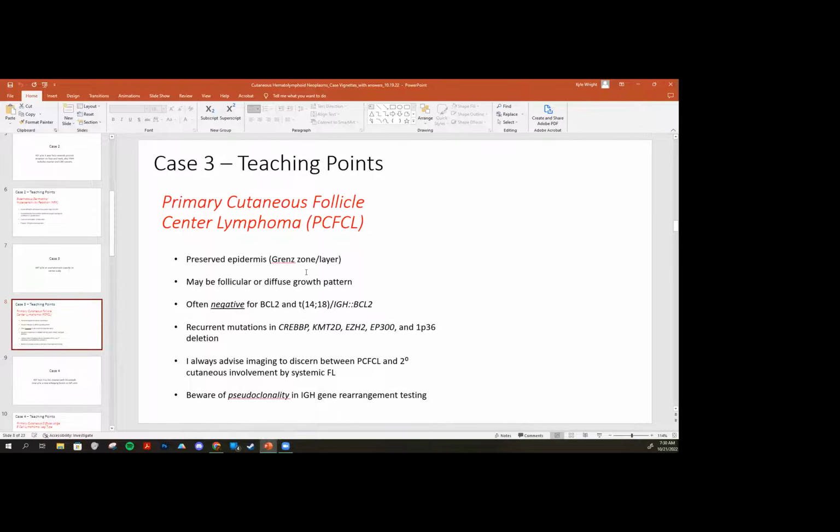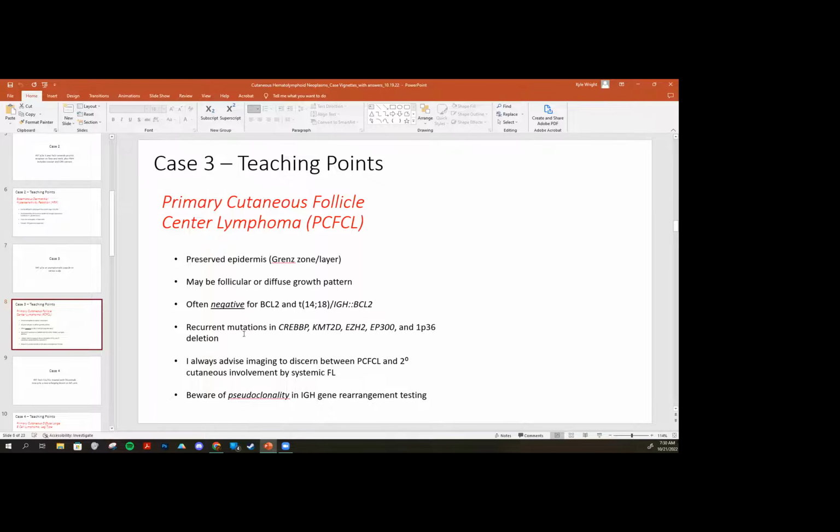As I mentioned, this has preserved epidermal features of its Grenz zone and Grenz layer. It may show a follicular or diffuse growth pattern. And unlike this case, which had BCL2 positivity and actually had a t(14;18) translocation, which juxtaposes the regulatory elements of the immunoglobulin heavy gene upstream of BCL2 to provide an anti-apoptotic signal to these cells, primary cutaneous follicle center lymphomas, like pediatric-type follicular lymphomas, are often negative for BCL2, and often negative for the canonical t(14;18) translocation.